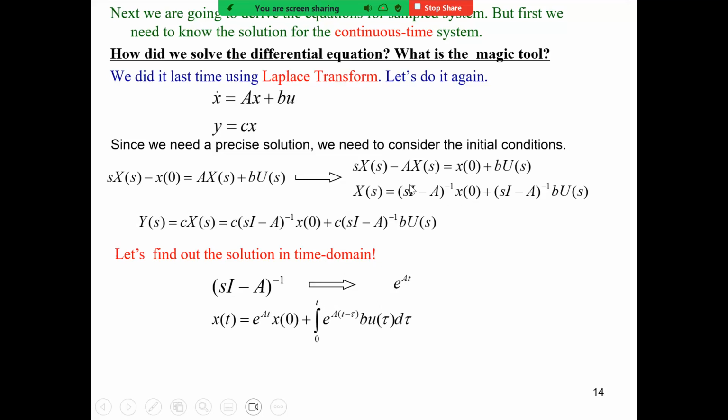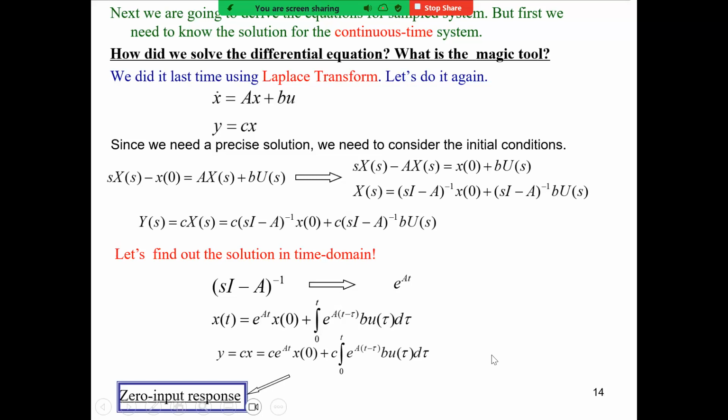So therefore, here x in the time domain is the matrix exponential e to the At times x0. Here is a multiplication in the S domain, and in the time domain it will be a convolution. That's how we end up with the second term. This is the solution for the continuous time. Okay. Now we are going to use this one to derive the state space model for the discrete time. Let's do it step by step.